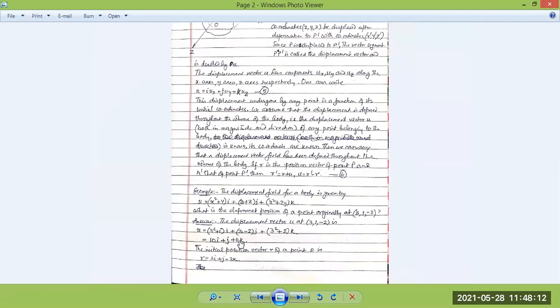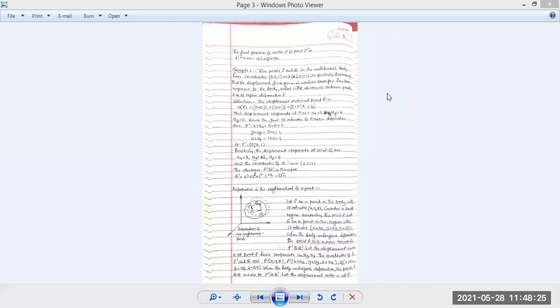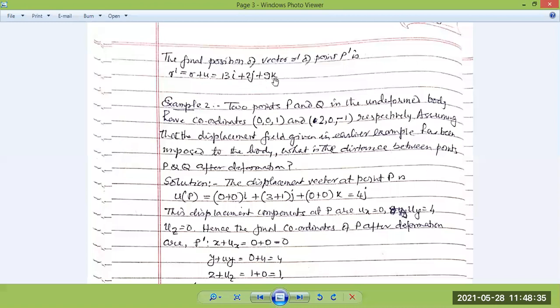Next, what happens to the point after deformation? The final position vector of P dash will be R plus U, which is 13i plus 2j plus 9k. This is the solution of the problem.